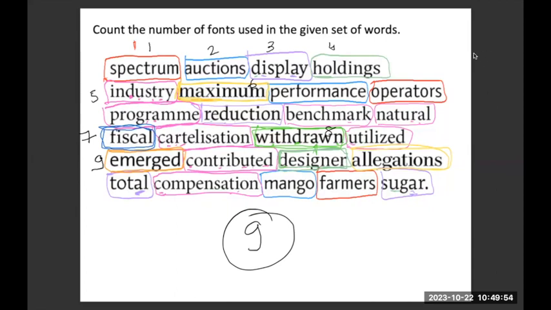Okay, let me check your queries now. Reduction and fiscal. Okay, let's see that. Yeah, Kavya, reduction and fiscal are different because if you look at the purple font family, which is where reduction belongs, its A is quite different compared to the A given in fiscal. That's why it won't be the same font family.